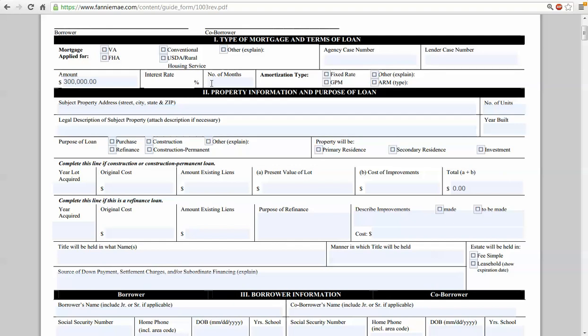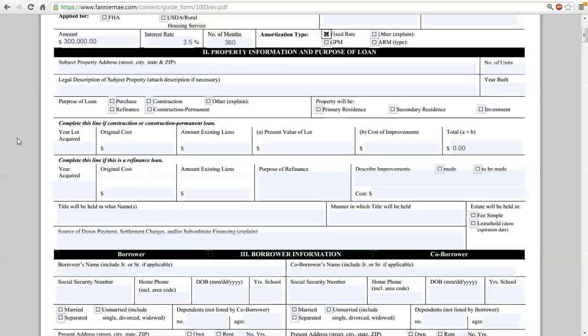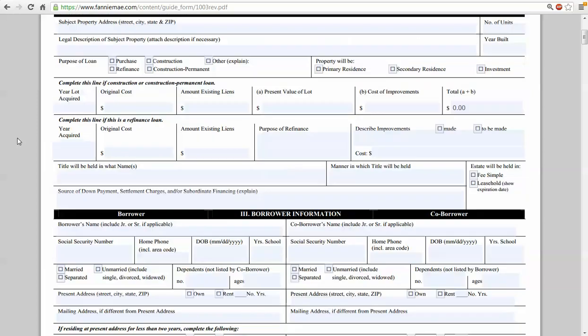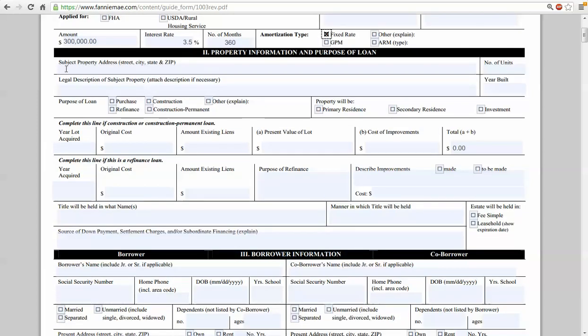You may not know what the going interest rates are, and a lot of that's going to be determined by your conversations with your loan originator. If you do know this information, great. I'll put in what today's rates for a 30-year fixed are, about 3.5%, and the number of months for a 30-year fixed is 30 times 12 months, which is 360 months, and it's a fixed rate product. So with that, we'll go down to section 2, and it's pretty self-explanatory.